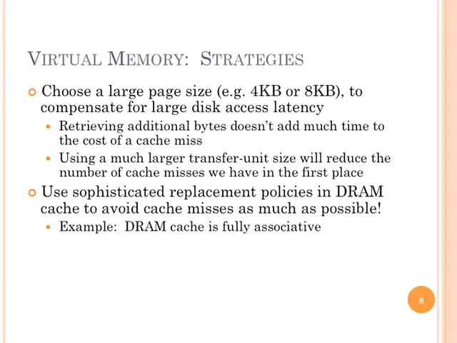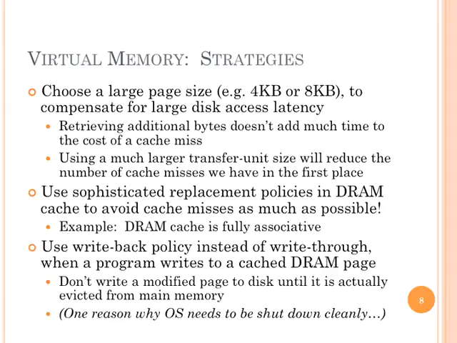So we can go ahead and spend a little bit of extra time to make sure that we avoid misses if we at all can. So, like I say, the DRAM cache is going to be fully associative. And also, we'll make sure to write back later, because if some program is writing to a page, a good presumption is that it's going to continue writing to that page. And so we'll keep it around and just write it back to the disk when we actually need to evict it.